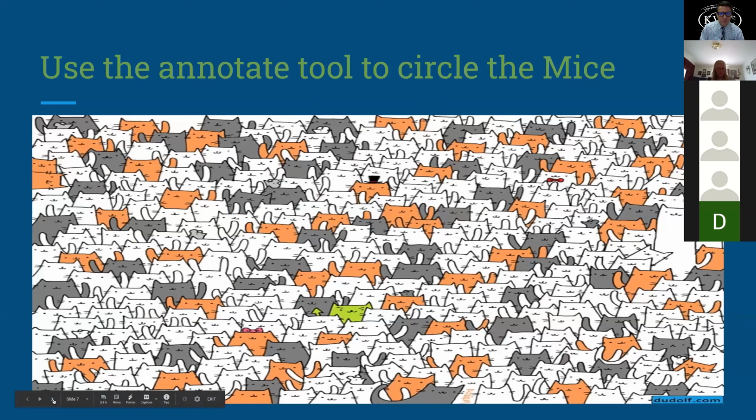Now there are several mice hidden in this presentation. Can you use the Annotate tool and use the text box to write in mice over top of the mice? Find 2 or 3 of those and see if you can use the Annotate and use the text box this time and write the word mice over the mice. There's several hidden in this feature. I see someone's already done that. Oh yeah, we're getting it. Excellent.